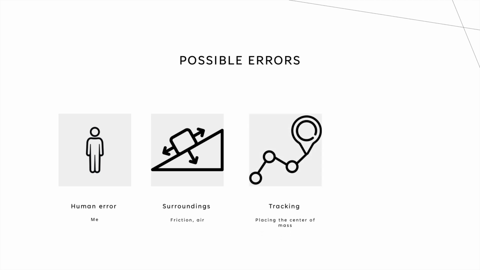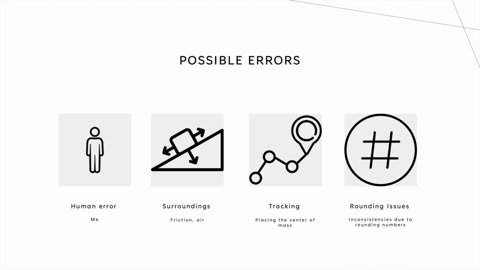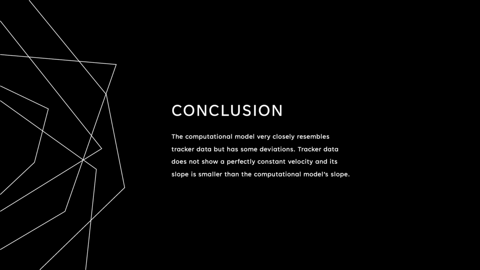The tracking of the center of mass, as I said, could have not been very accurate, and any rounding issues, inconsistencies when rounding numbers. So in the end, the computational model very closely resembled the tracker data but had some deviations. The tracker data did not show a perfect constant velocity. The line was a little bit jiggly, and the slope was much smaller than the computational model's slope.